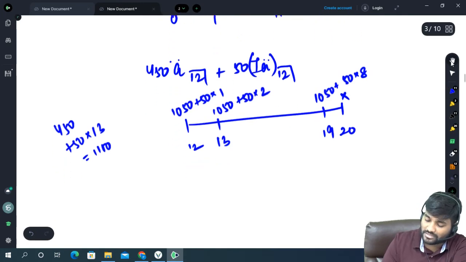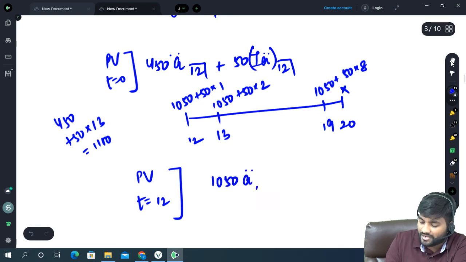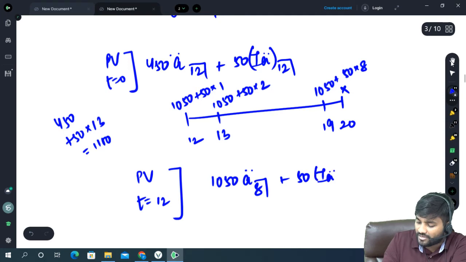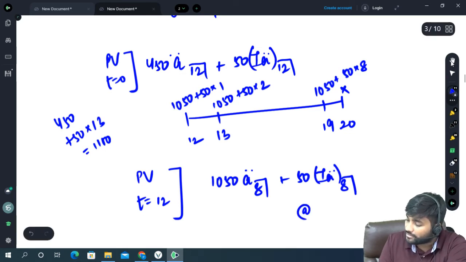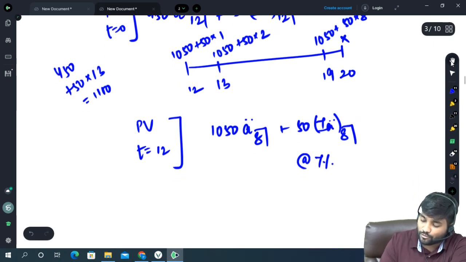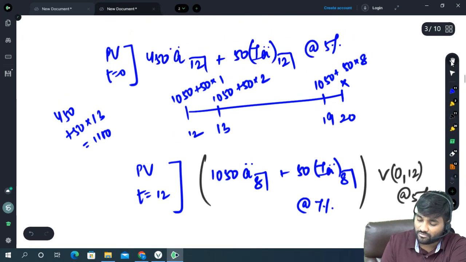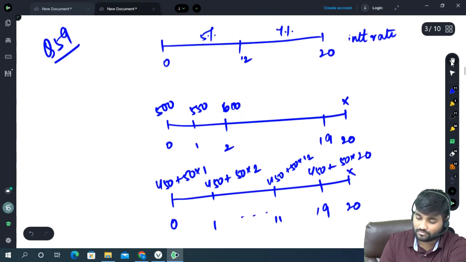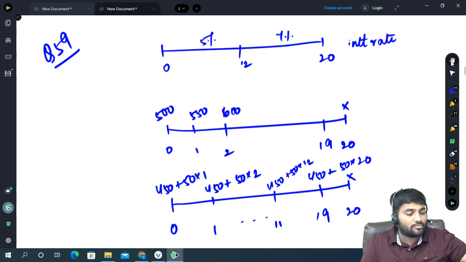So again, what we can do is, present value, this is present value at time 0 and this is present value at time 12. Yeah. So it will be 1050 ADU 8 plus 50 IADU 8. Okay, and then again this will be evaluated at the rate 7%, this will be evaluated at the rate 5%, and then again we need to bring this whole thing V 012, and this will be evaluated at the rate 5%. Please solve. This is how you decode the question, and it can only come through practice, nothing else.